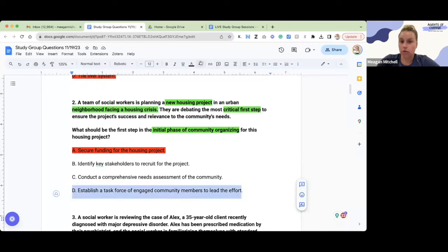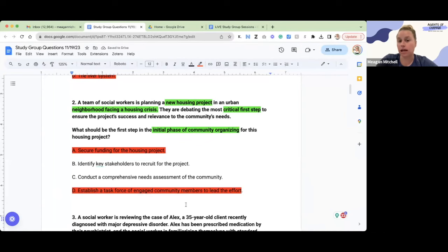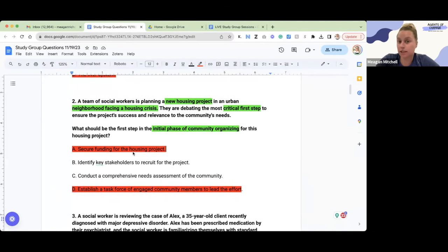Why is D not correct? We would definitely want to do this at some point, establish a task force of engaged community members to lead the effort. Why would that not be the first thing that we do? We don't know who those community members are going to be to lead the effort because we don't know what that plan is going to be, right? We don't know how many people we need. We don't know who is going to be the best person to join the task force. And we don't just assume anyone that is engaged is going to be the best person for a task force, right? There needs to be some more evidence first to understand. So D is out.